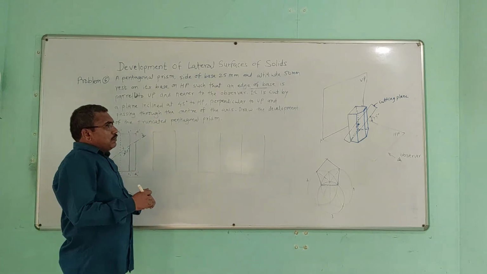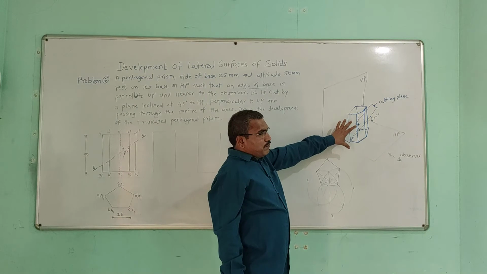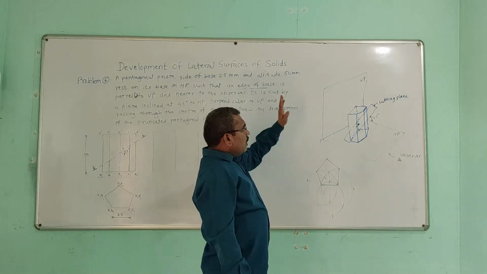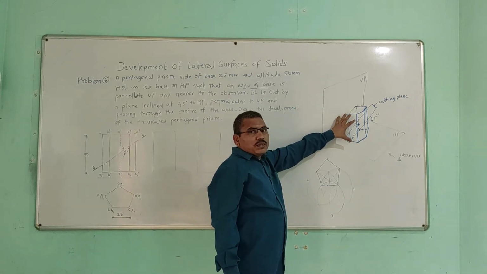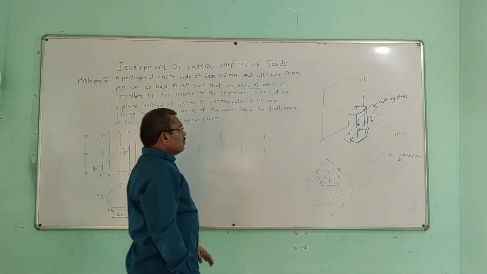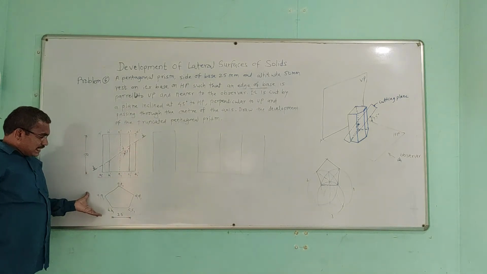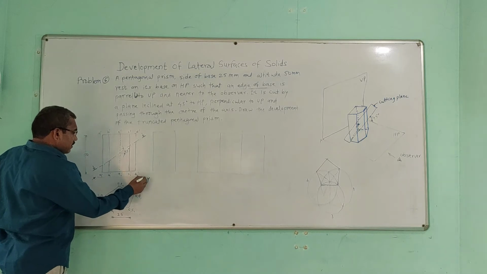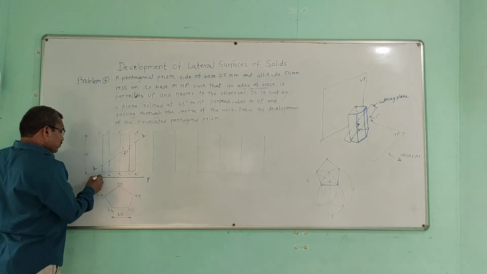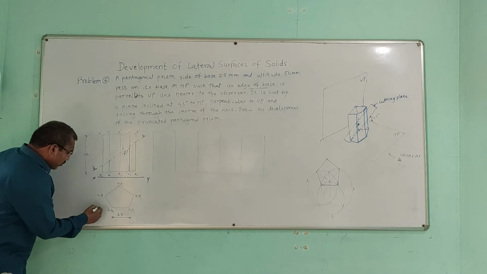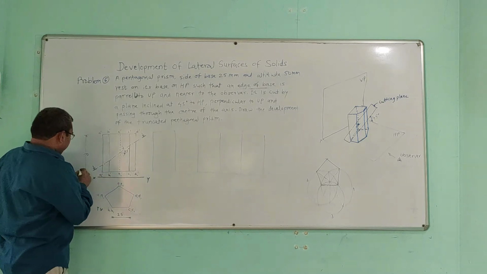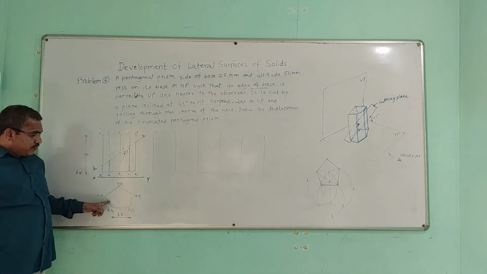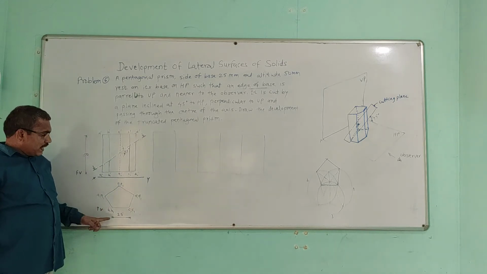Now, after understanding the correct position of the pentagonal prism and the position of the cutting plane, you have to draw the orthographic view of this pentagonal prism. Now, the orthographic view of this pentagonal prism is like this. Draw an XY line, and with reference to this XY line, you draw the top view and front view. The pentagonal prism top view is like this. Draw a regular pentagon of side 25 mm.